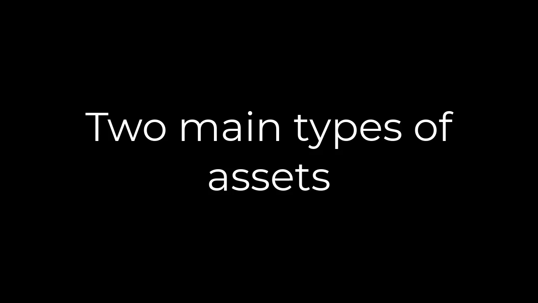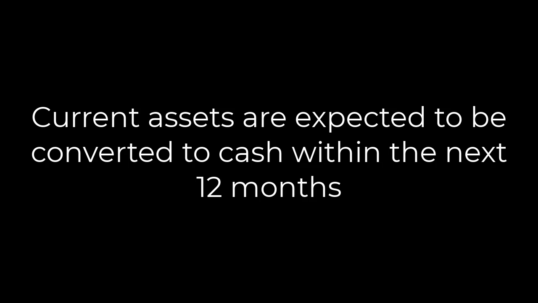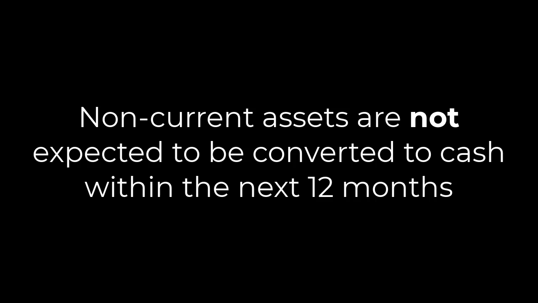There are two main types of assets, current assets and non-current assets. Current assets are things which are expected to be converted to cash within the next 12 months. Non-current assets are things which are not expected to be converted to cash within the next 12 months. Let's start with current assets. Current assets are important because they help with the day-to-day operations of the business. Current assets include things such as cash, cash equivalents, marketable securities, accounts receivable, inventory, and prepaid expenses.